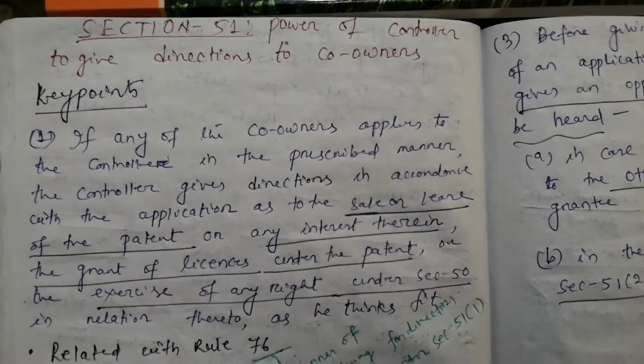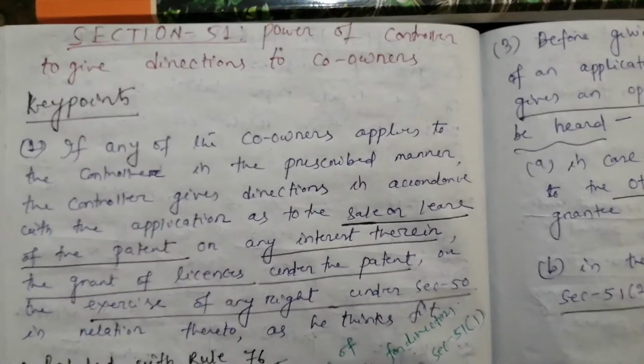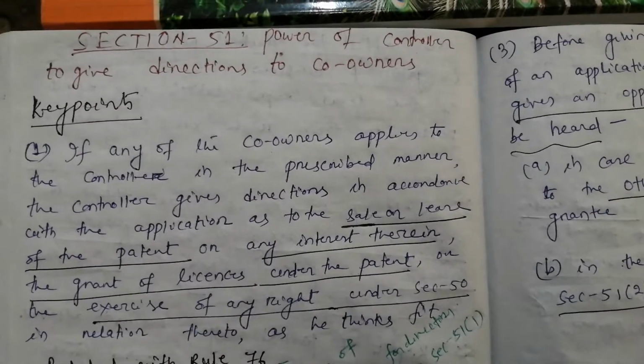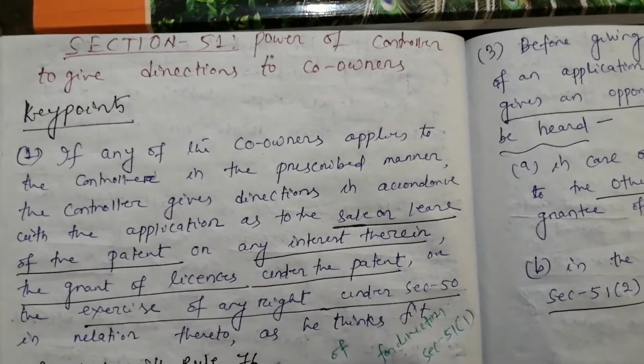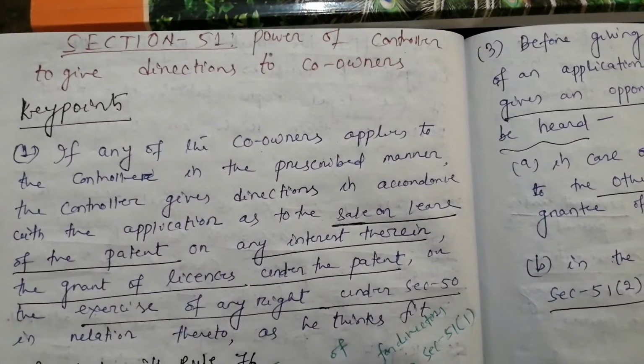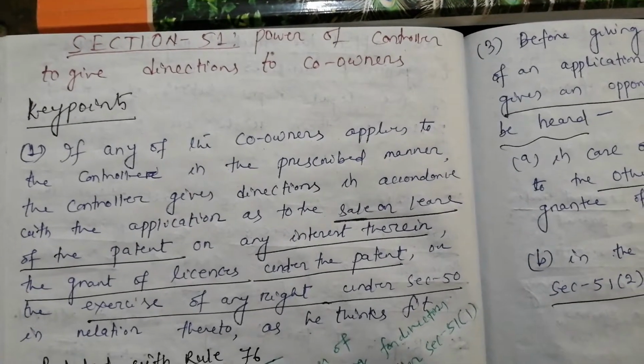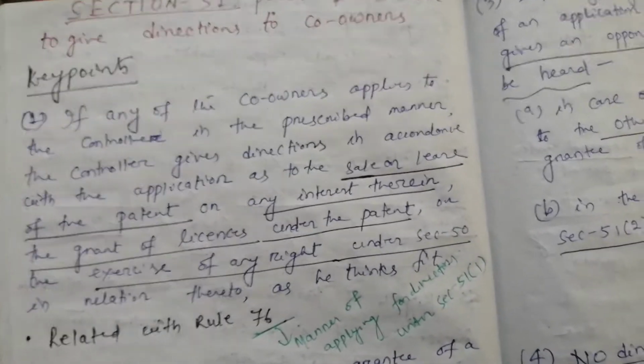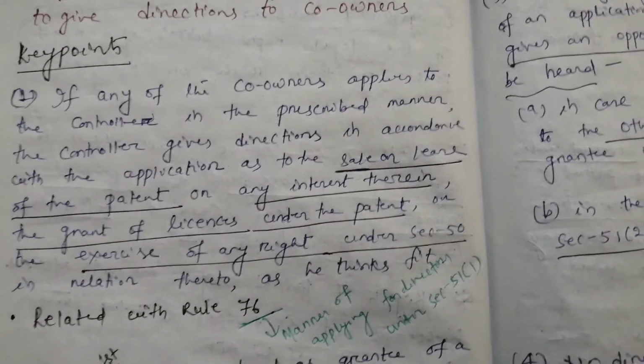Dear friends, today I will explain Section 51 of the Patent Act 1970, or the Indian Patent Act. The title is Power of Controller to give directions to co-owners. So, we will go through the key points of the subsections.